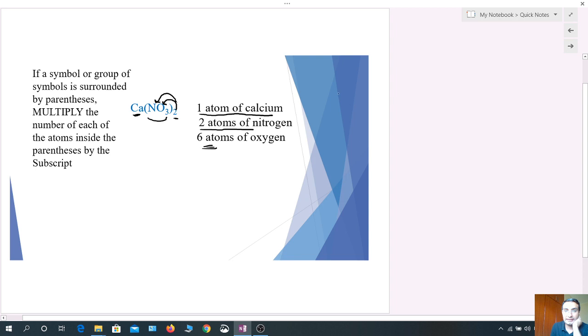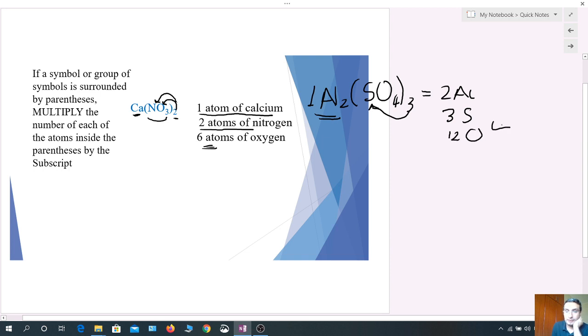Let me give another example. If I say Al2(SO4)3, the coefficient is 1. One molecule of aluminium sulfate contains 2 aluminium atoms, 3 sulfur atoms, and 12 oxygen atoms.